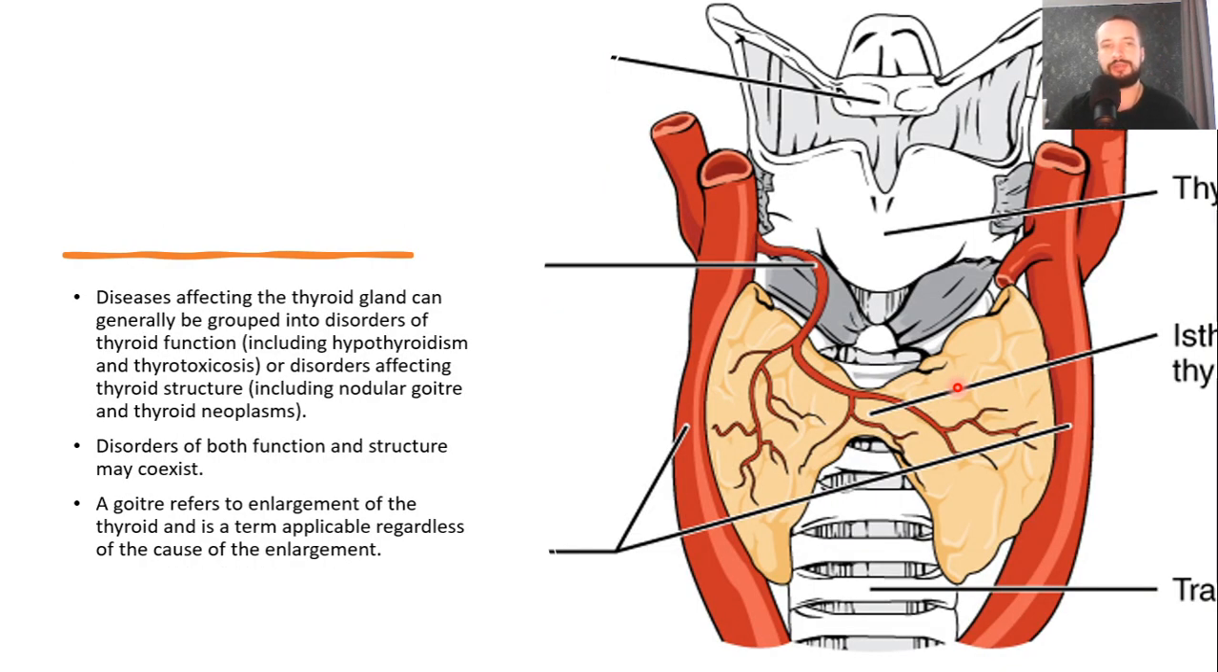Disease affecting the thyroid gland can generally be grouped into disorders of thyroid function, including hypothyroidism and thyrotoxicosis, or disorders affecting thyroid structure, including nodular goitre and thyroid neoplasms. Disorders of both function and structure may coexist. A goitre refers to enlargement of the thyroid and is a term applicable regardless of the cause of the enlargement.